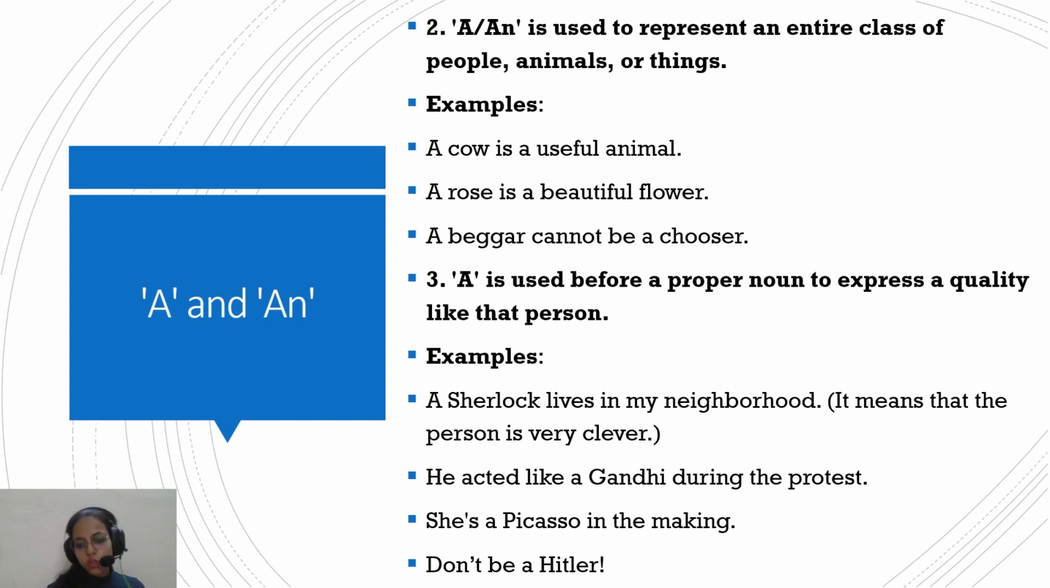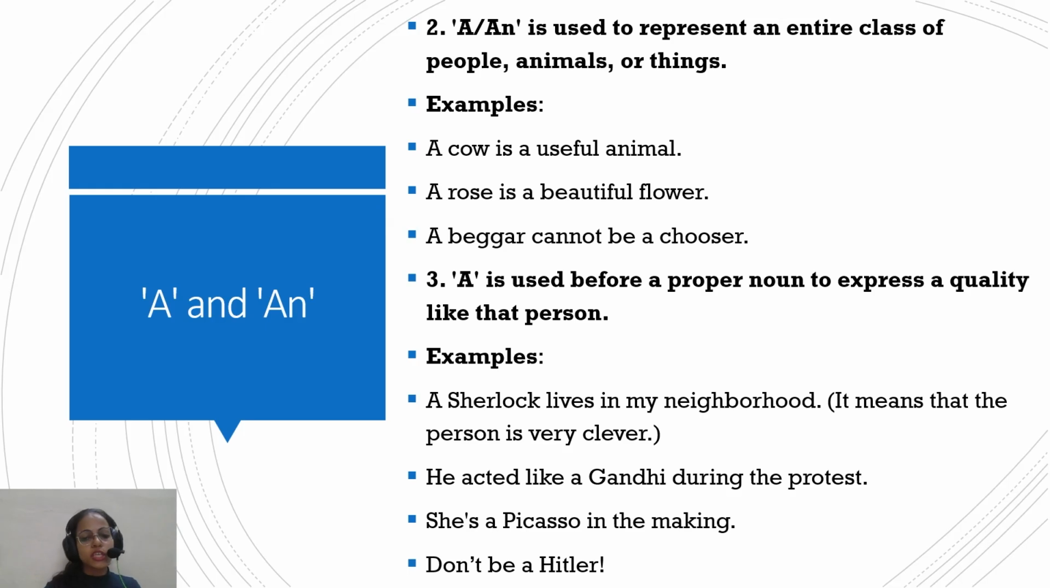Third, a is used before a proper noun to express a quality like that of a person. So, a Sherlock lives in my neighborhood. Now, it doesn't mean that Sherlock Holmes has left London and has moved to my neighborhood. No, it does not mean that. It just means that there is a person in my neighborhood who is very clever. He's so clever, like a Sherlock. Anything happens, he is able to pick up on the small hints and reach the conclusion. So, I am trying to refer to that quality of that person. I'm giving it the name Sherlock because it resembles Sherlock's cleverness or his minute observation skills.